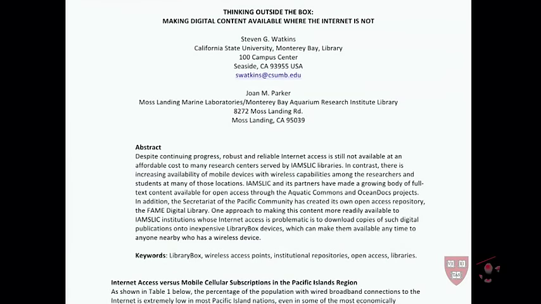It's being used by the Monterey Bay Aquarium to deliver scholarly papers out to remote Pacific islands, which I thought was really a fascinating use of it. A series of researchers are going out to very, very tiny remote islands in the Pacific, but they need to be able to share the scholarly research they've found with the researchers that are already there. And they're using LibraryBoxes as a way to move that information back and forth.